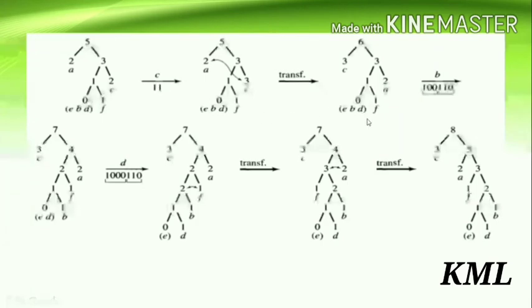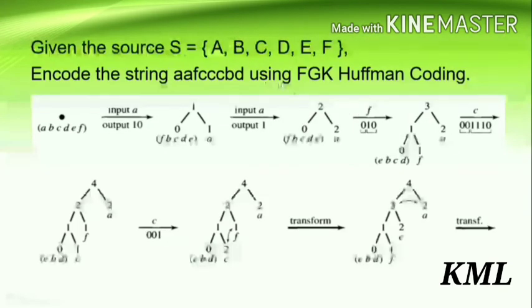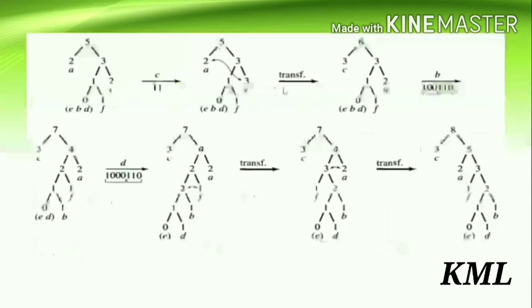So now let's process the next element. So next we have a B here. So let's see. Check if B is in the 0 node. Yes, B is in the 0 node.